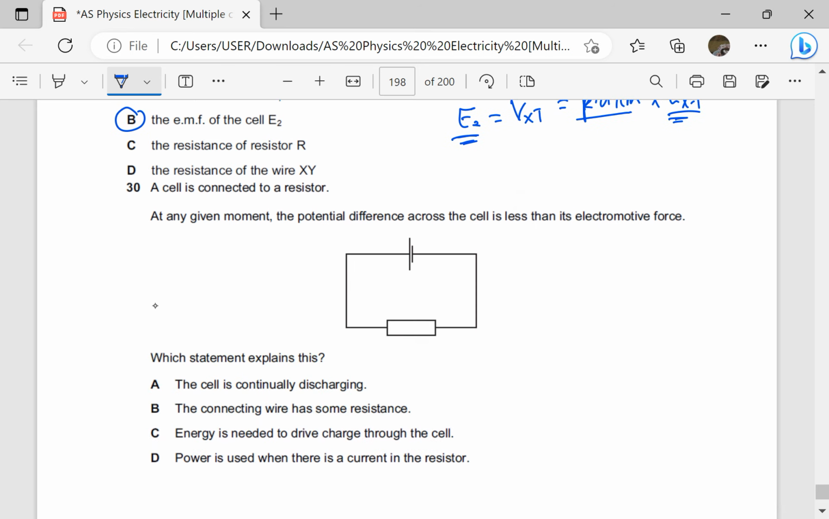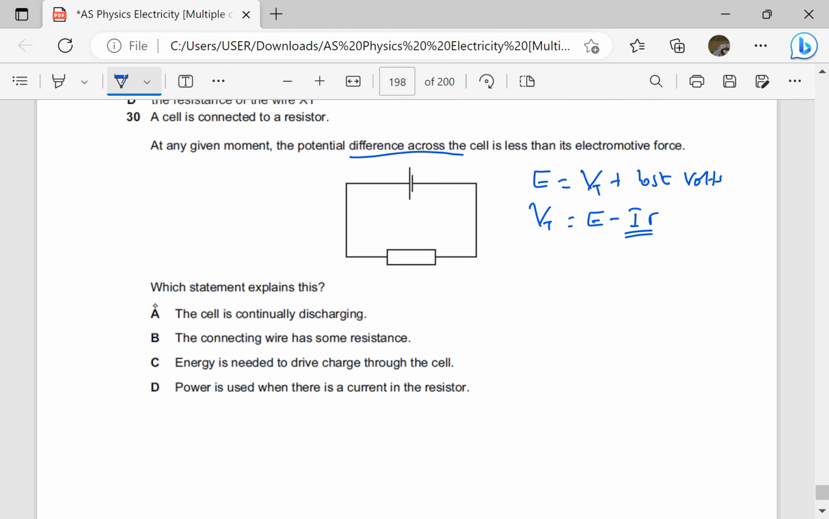A cell is connected to a resistor. At any given moment, the potential difference across the cell is less than EMF. That is very true. EMF is equal to the terminal PD plus the lost volts. That means the terminal PD is going to be the EMF minus the lost volts, which is current times resistance. So some energy is dissipated within the internal resistance of the cell if the PD across the cell is less than the EMF.